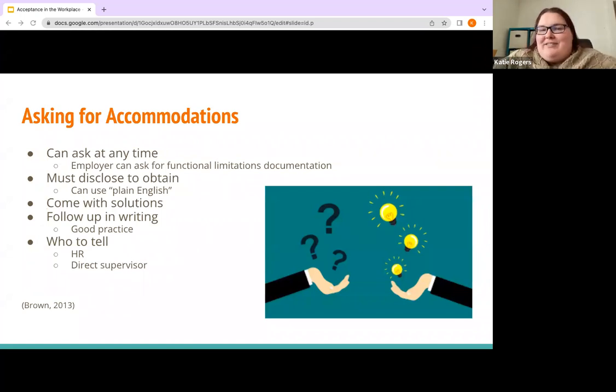So how do we ask for accommodations? Well, an individual with a disability may request a reasonable accommodation at any time during the application process or at any time during the period of employment. The ADA does not limit an employee with a disability from requesting a reasonable accommodation because he or she did not ask for one when applying for the job or after receiving a job offer.